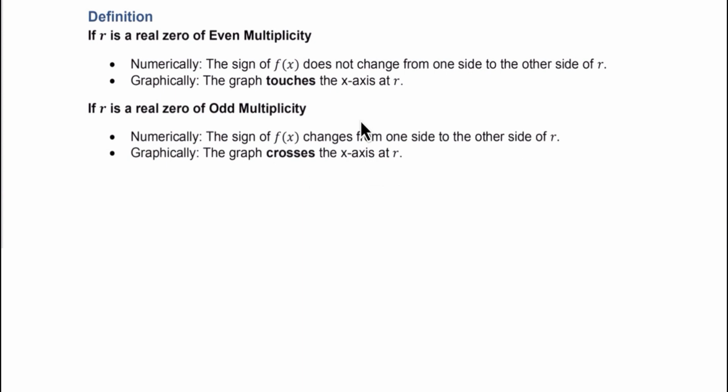Using multiplicity, we can determine what happens to the graph around those x-intercepts. If r is a zero that has even multiplicity, then the graph is going to touch the x-axis at that x-intercept. If r has odd multiplicity, then the graph is going to cross the x-axis at that x-intercept.